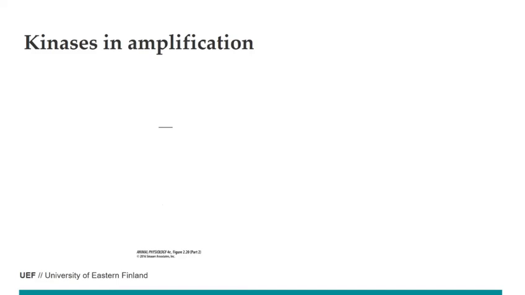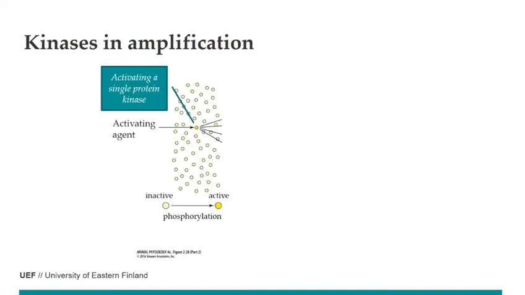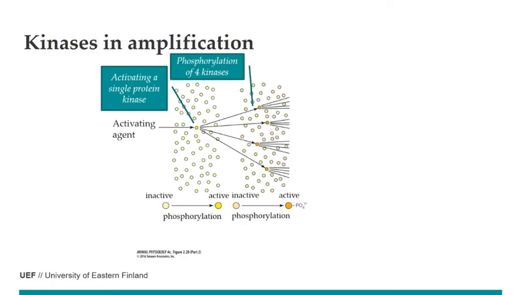Okay, then when we have these kinases, you all know that they are used for amplification. When we have some activating agent, it's activating one kinase. That is then phosphorylating other things, for example, other kinases, and so adding phosphate on these. And usually it's affecting more than one. For example, if it's affecting 4, now we have 4 times higher responses from this activation of single.